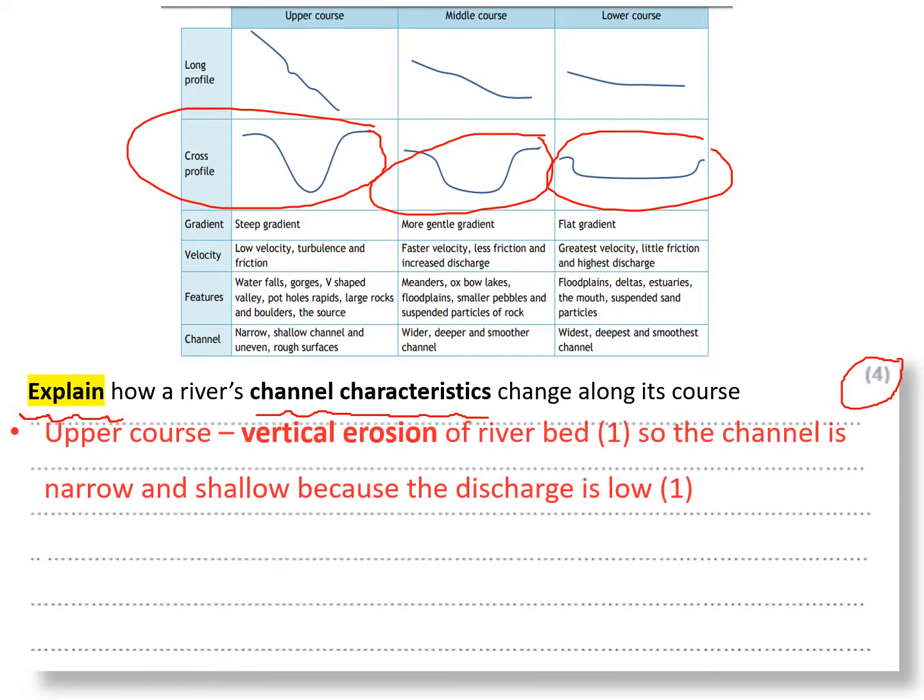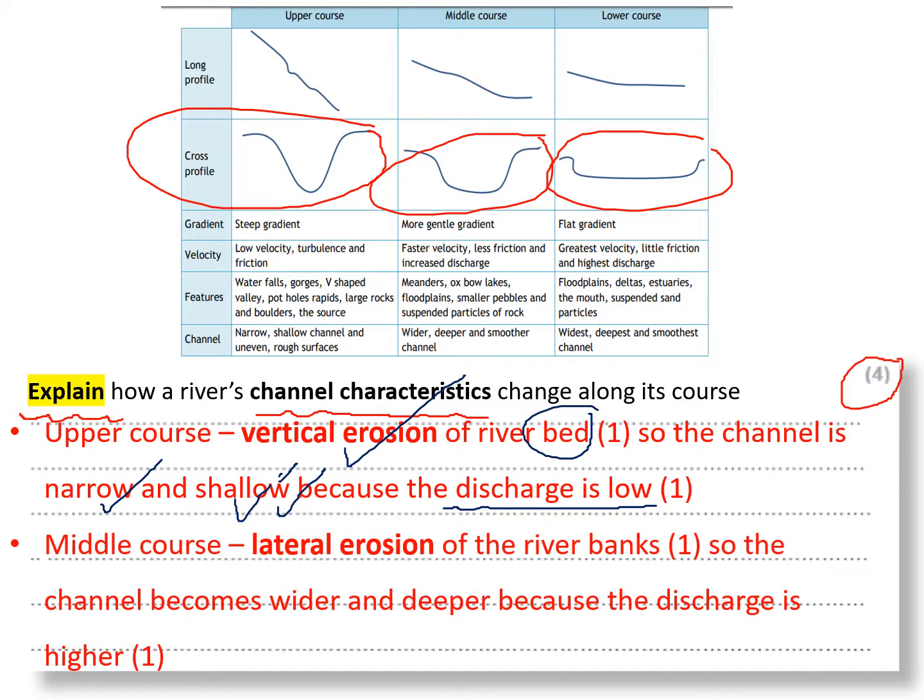Okay, so the answers. In the upper course we have vertical erosion, that's essential, and it was of the river bed. So the channel is narrow and shallow. We could also say that the discharge is low. There's not much water because there's so many tributaries. They're tiny streams. That explains why it's shallow. In the middle course, we start to get lateral erosion of the river banks. So the channel becomes wider and deeper because there's more water, because the discharge is higher.